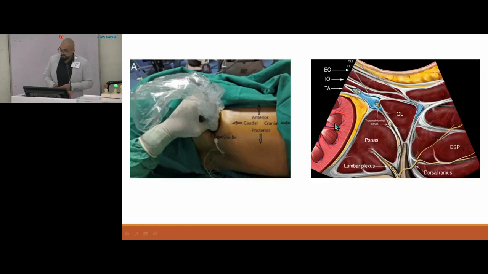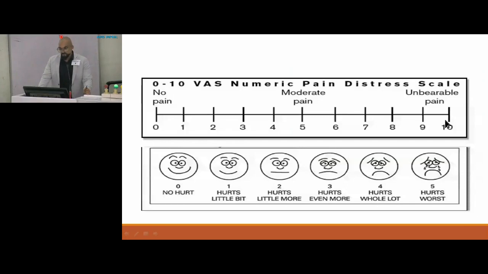This is the picture which shows the drug here, that is the type 3 quadratus lumborum block, and one is inside, which is the type 4. The positioning of the patient was lateral, with the side of the block kept towards the upper side. This is the VAS score that we used.